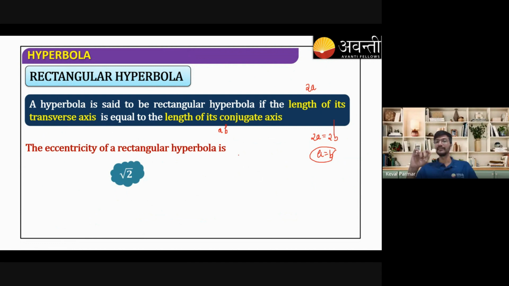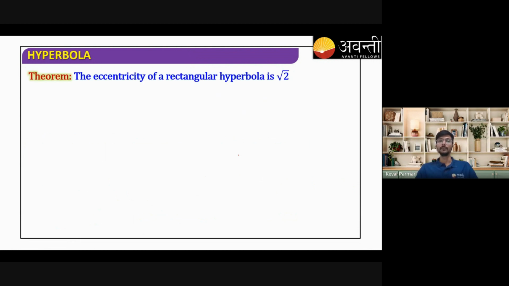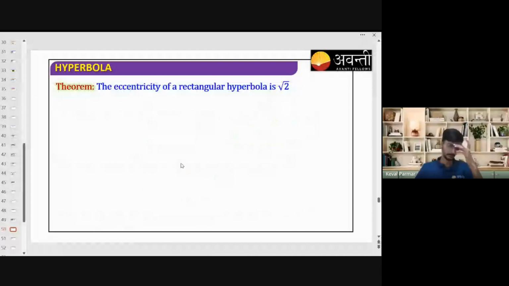The eccentricity is root 2. Now guys, the eccentricity of rectangular hyperbola is fixed. It's always root 2. I hope you know how it will be root 2. How will it be root 2, guys?